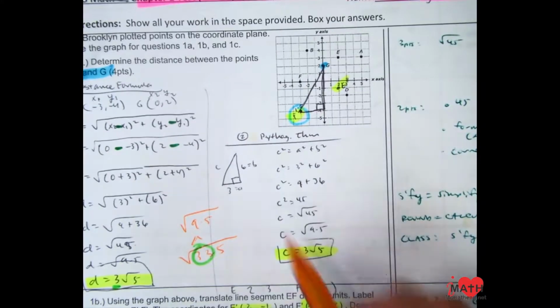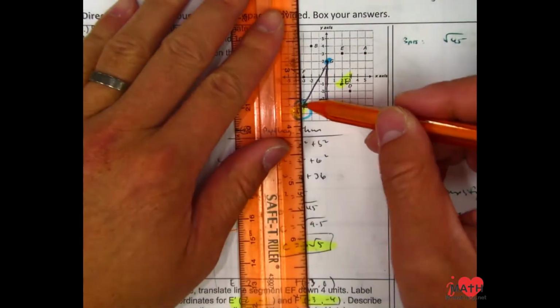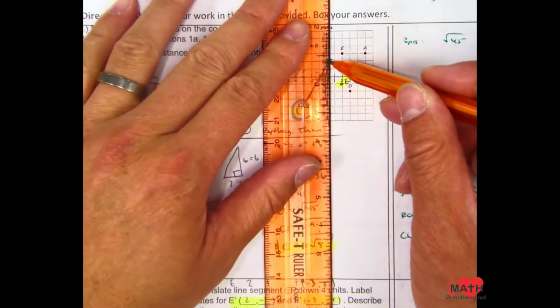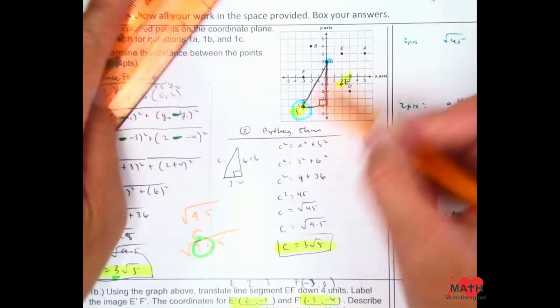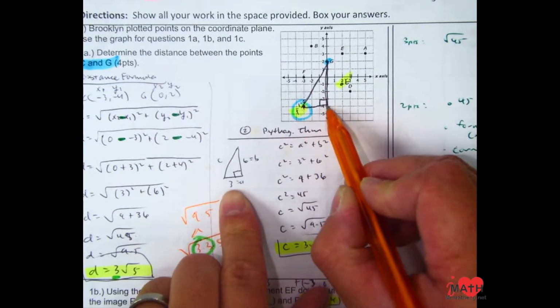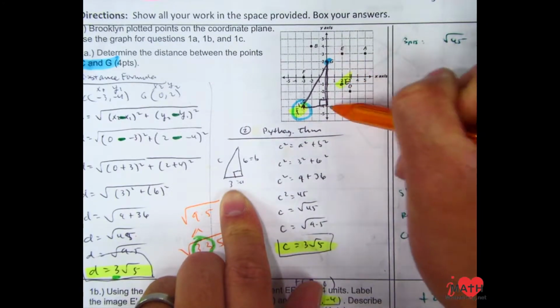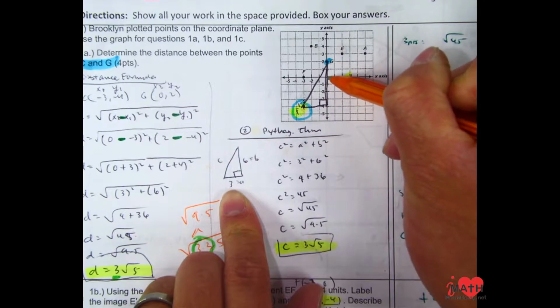If you did the Pythagorean Theorem, you just draw yourself a right triangle. So from this point and this point, you can make your triangle go this direction or this direction. And then you just count the lengths of the triangle. 1, 2, 3, and 6. So 1, 2, 3, 4, 5. Oh, 1, 2, 3, 4, 5, 6.